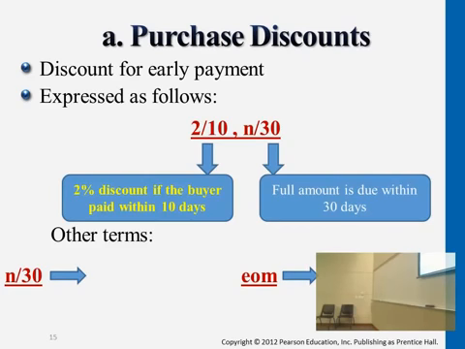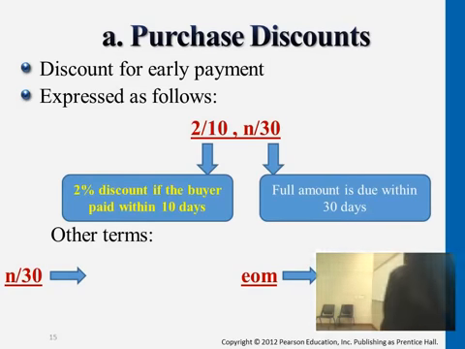It can also be 3/15, for example. 3/15 represents that if you pay within 15 days, you're getting 3% off. So the first digit represents the percentage of discount. The second represents the number of days that is the discount period. And then the remaining after the comma is the full amount due date, so within 30 days.